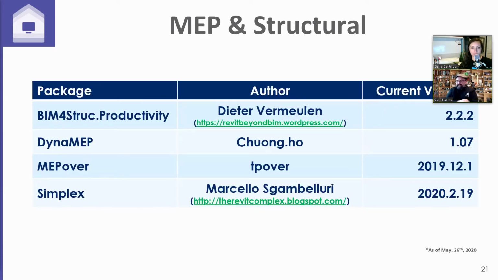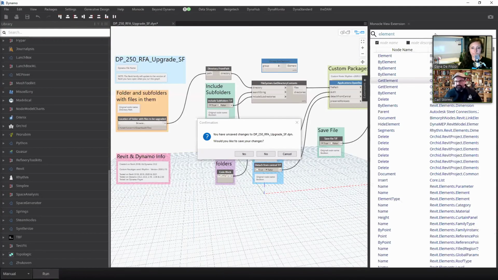Some MEP and structural content. MEP Over was mentioned. Definitely one I have within my packages. Absolutely. If you're going to be working with that kind of stuff, you absolutely need to have that. That's one of the go-to. If you're on MEP, that would be on your desert island list for sure. Simplex, that's a structural package that also gives you the ability, and I would be remiss if I didn't show this. So Simplex, close, no.